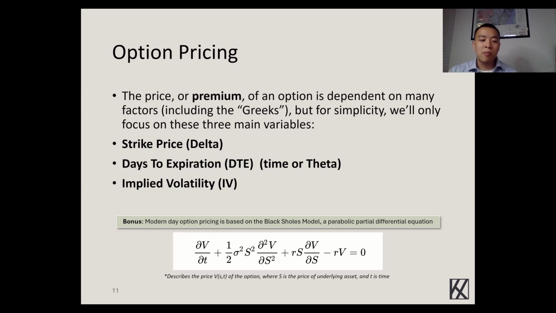But when we're talking about option pricing, you're going to hear online a lot that it's dependent on what's called the Greeks. We're not going to go into each and every single Greek into that much detail, but we are going to talk about these three main variables, two of which are Greeks. So the first one being strike price, or delta. The second one is days to expiration, or time, or theta. And that third variable is implied volatility. And implied volatility is kind of like the craziness of a stock. It's also known as IV. And at the bottom, I kind of put a bonus. Option pricing is based on the Black-Scholes model, kind of a complicated differential equation that you don't need to know at all. It's just there in case you are interested in that stuff.